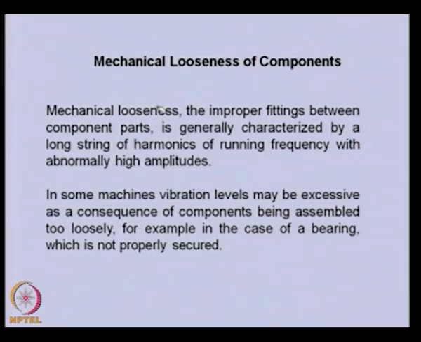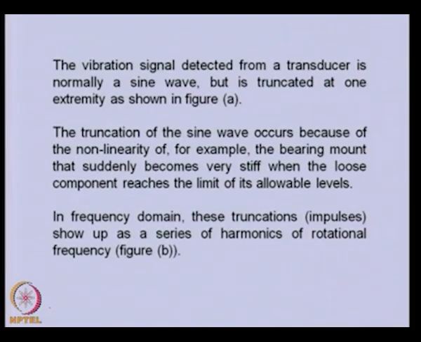Mechanical looseness, the improper fitting between component parts, is generally characterized by a long string of harmonics of running frequency with abnormally high amplitudes. In some machines, vibration levels may be excessive as a consequence of components being assembled too loosely. For example, in the case of a bearing which is not properly secured, the vibration signal detected from a transducer is normally a sine wave, but is truncated at one extreme as shown in the figure.